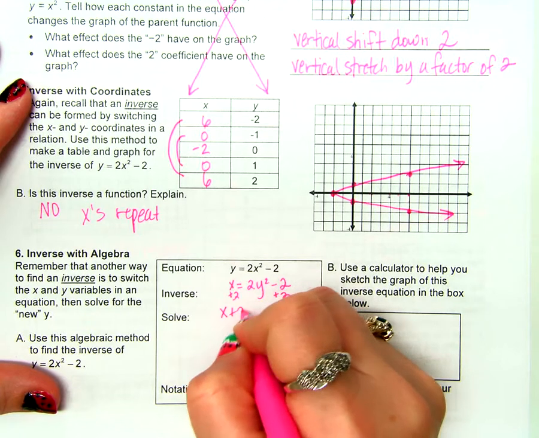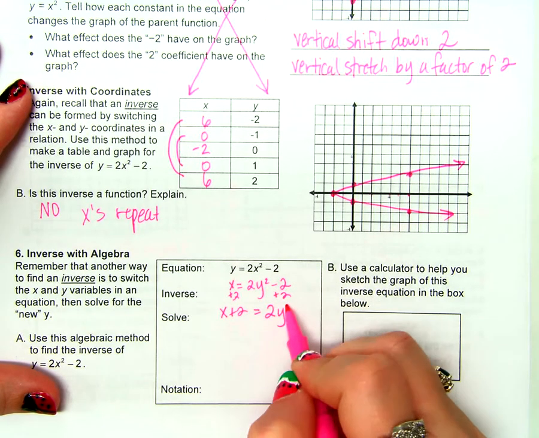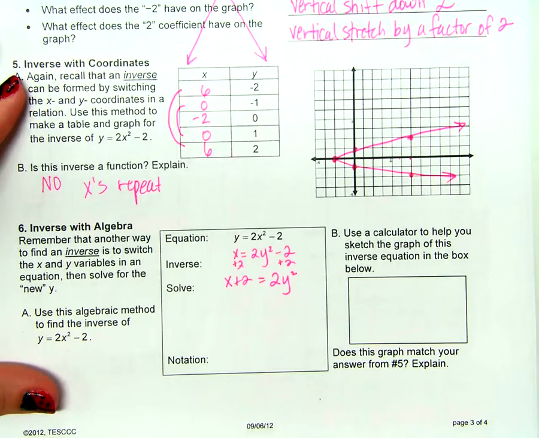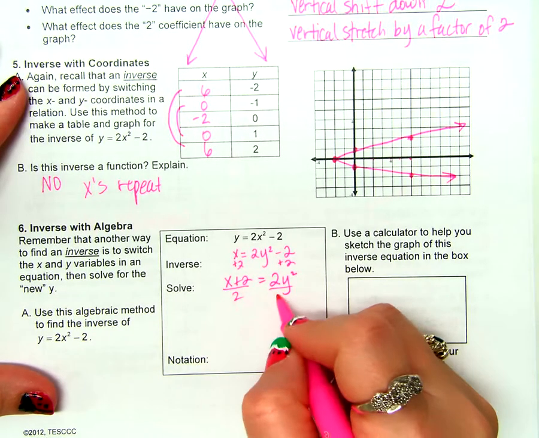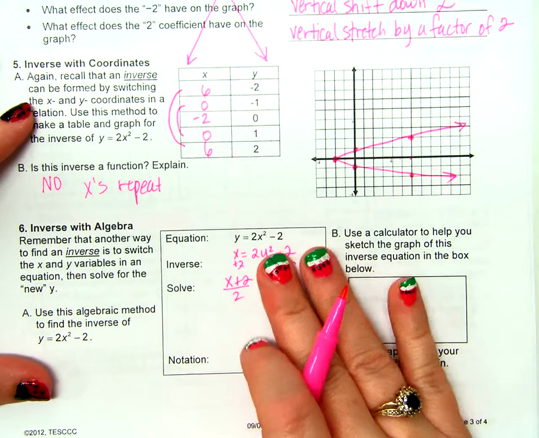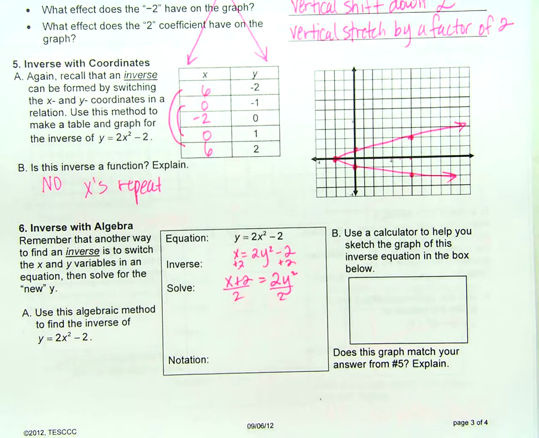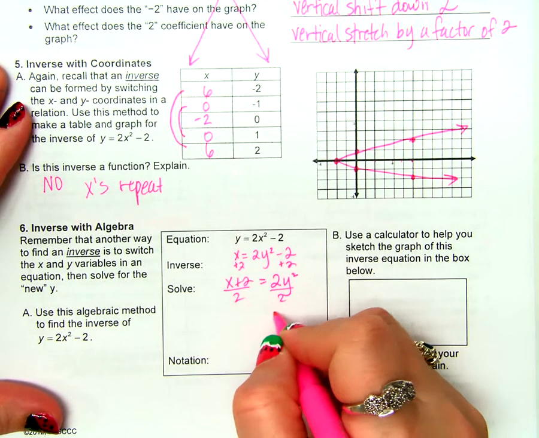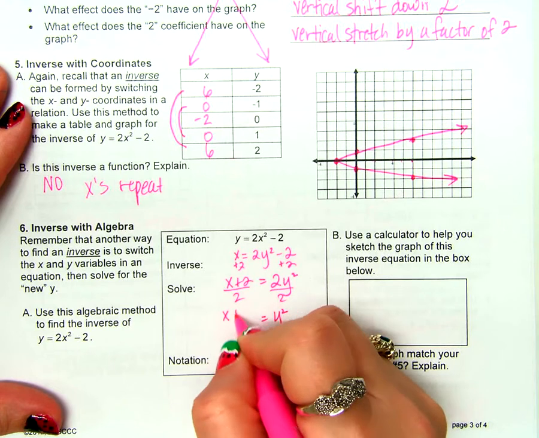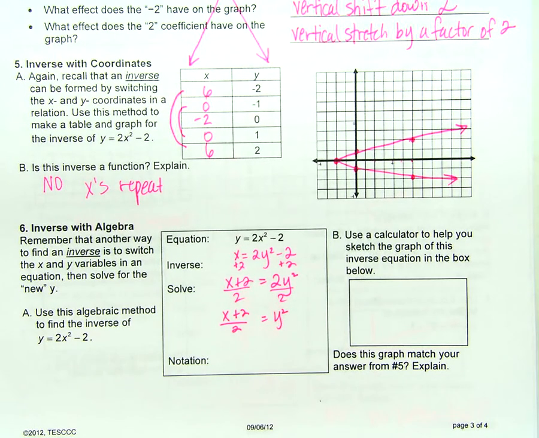X plus 2 equals 2y squared. Divide both sides by 2. Are we going to leave it like that, or do you want me to actually divide by 2? Number 1, does it matter? No. So what do you want me to do? Leave it? Okay. So I get y squared equals x plus 2 over 2. If some of you went ahead and divided it out, it would be 1/2 x plus 1. You notice that, right? Okay.